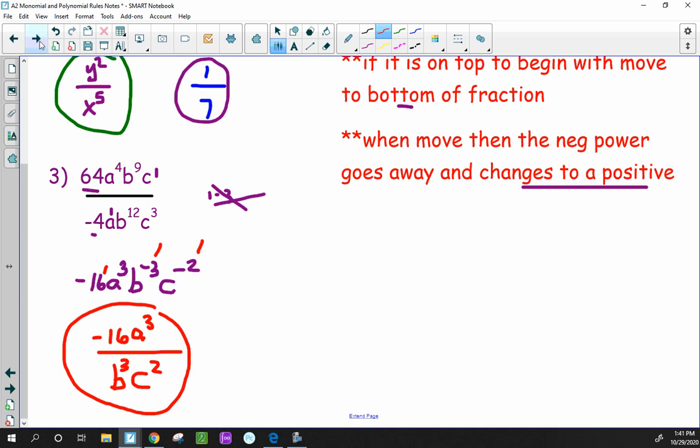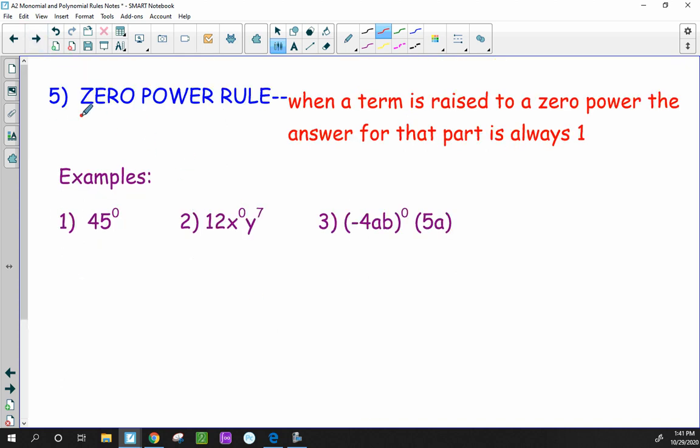Alright, last rule for today is the zero power rule. If a term is raised to the 0 power, the answer is always 1. Always. That one's the easy rule. And so I don't care if the 0 is on a number or a letter or a whole part to a problem, that part of the problem is 1.